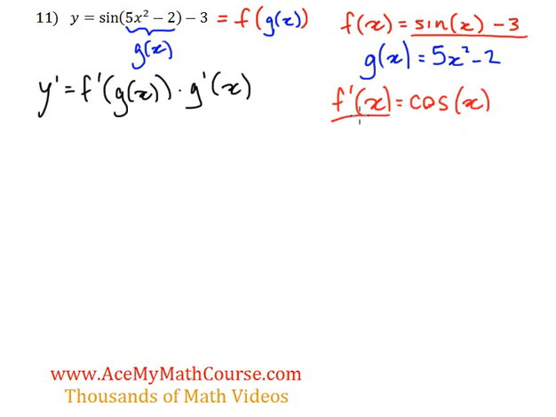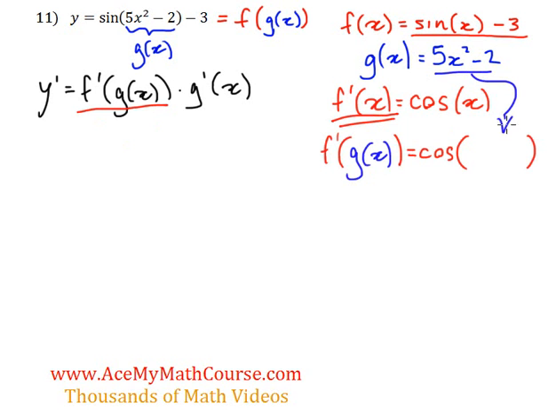But we're not interested in just f prime of x. We want f prime of g of x. What is that going to be? Well, I can just replace g of x for x. All right, so I can just plug that over here. So we're going to have cos of 5x squared minus 2. So this right here is f prime of g of x.